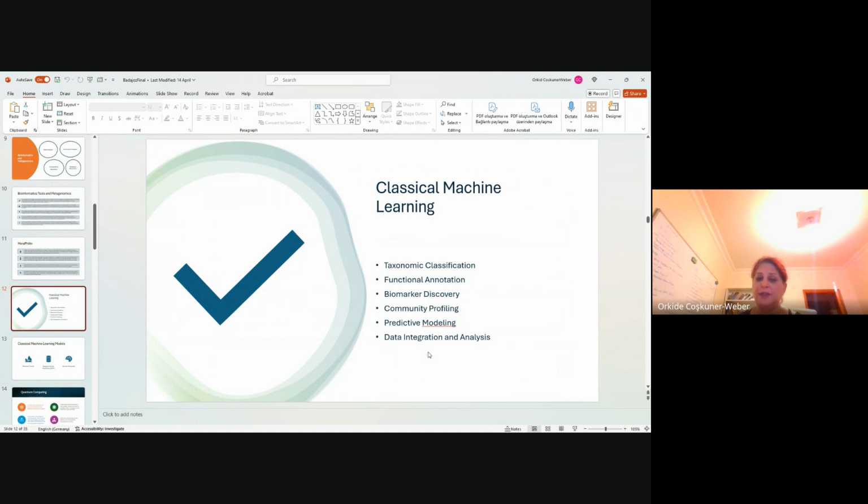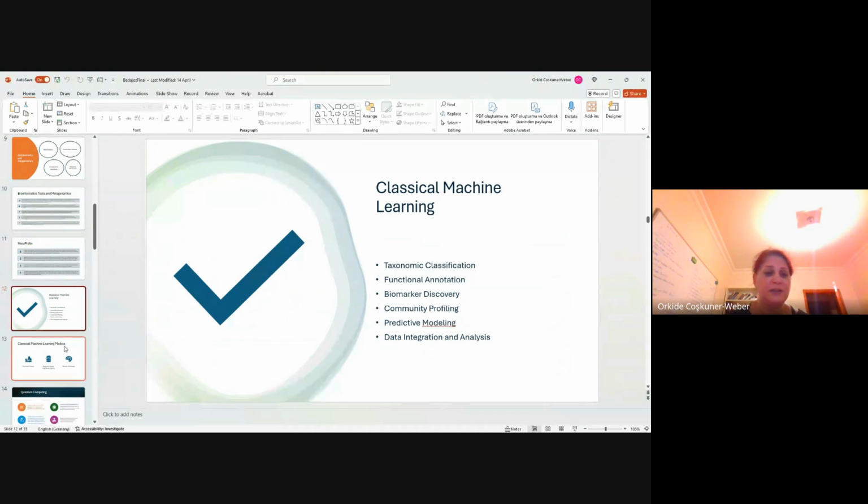Moreover, machine learning algorithms can be used to develop predictive models for assessing the impact of microbial communities on aquaculture performance, disease outbreaks, or environmental sustainability. Finally, machine learning approaches can help in integrating and analyzing multi-omics data such as metagenomic, metatranscriptomic, and metabolomic data.